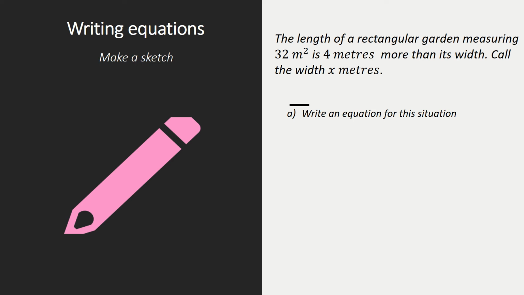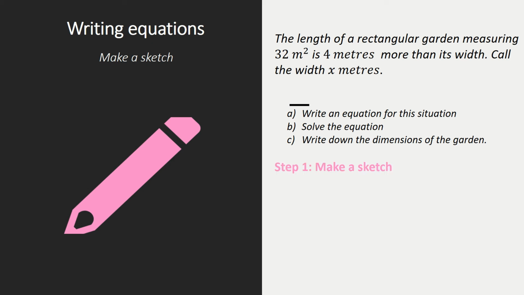Alright, so you could also get some sub-questions. So for instance, A, write an equation for this situation. B, solve the equation. And C, write down the dimensions of the garden. Again, first step is making a sketch. So please highlight this in your notebook because this is the most important part of this paragraph.